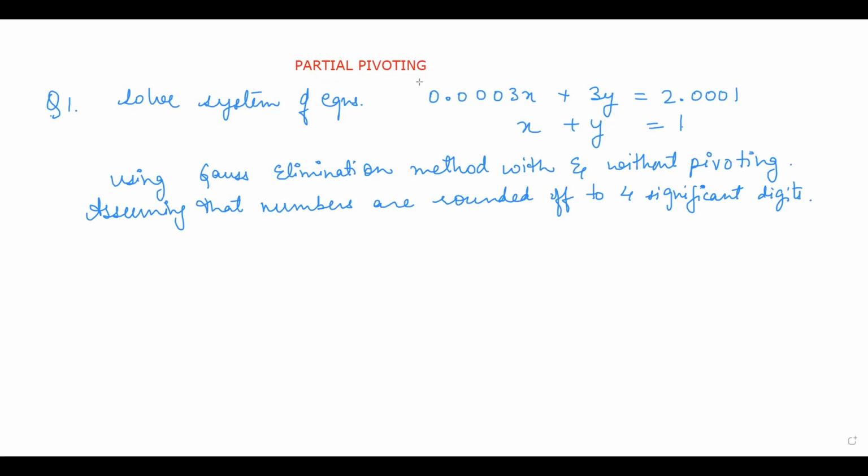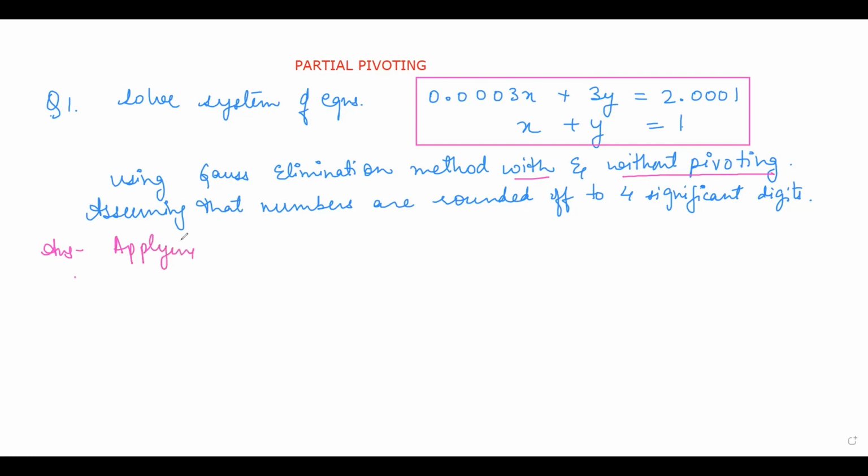This is given in the question. So how to start? This is the system of equations that we have. As given here, with and without pivoting, you have to perform. So let me consider the first case, where I'll be applying the Gauss elimination without pivoting. So this is our first case.